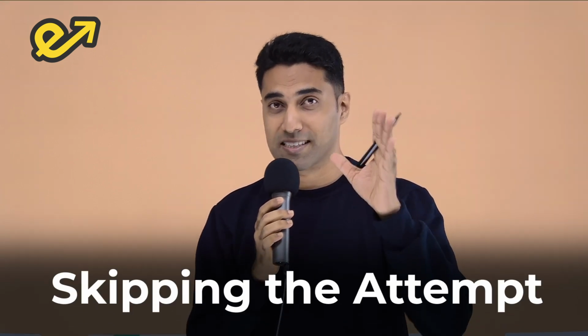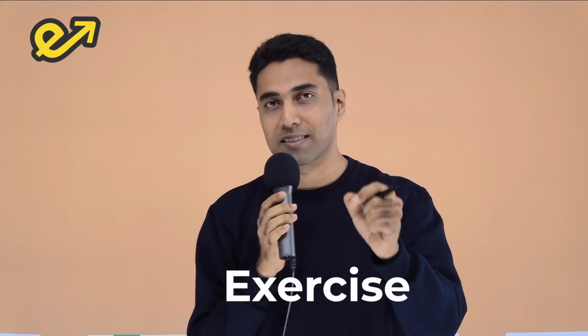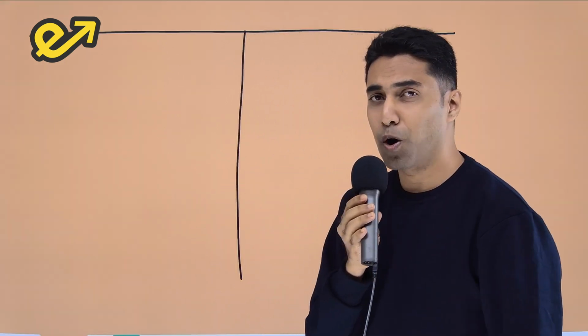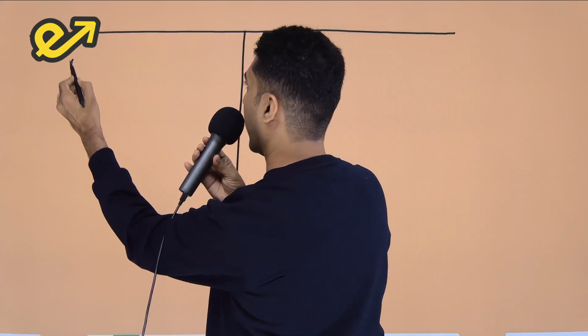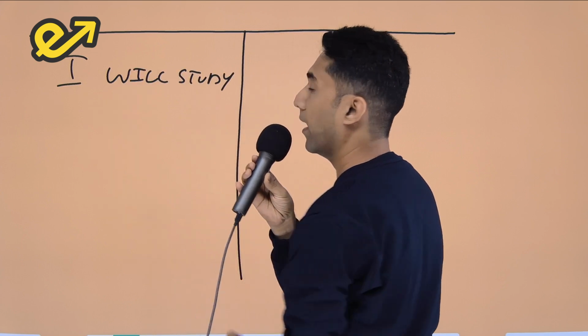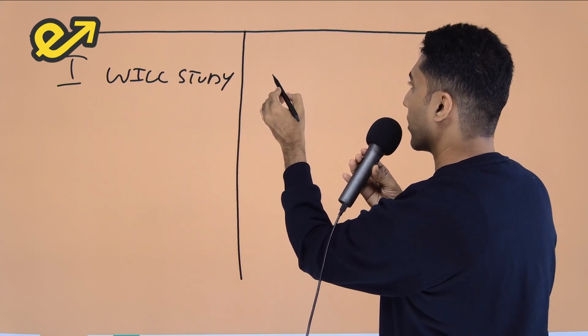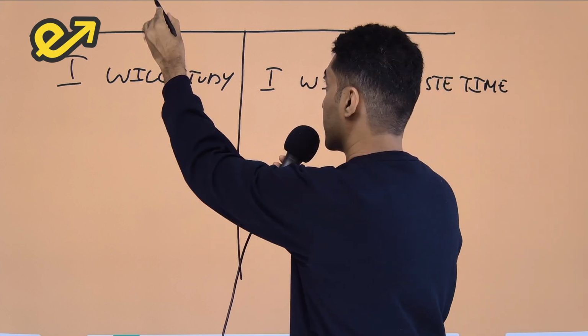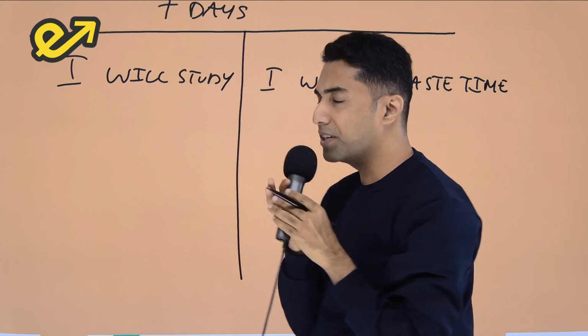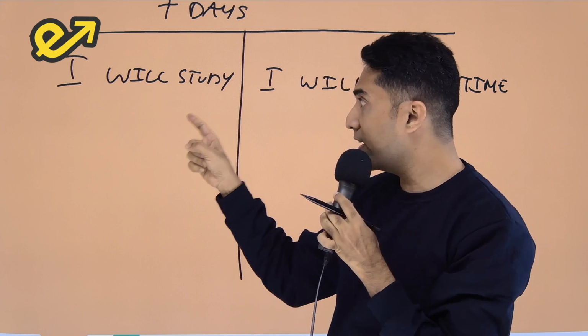If you are feeling like skipping, I'll give you a very simple exercise which you can do right now. It will just take 2 minutes of your time. Just take a small sheet of paper, add 2 columns. In the first column, you will write, I will study. In the second column, you'll write, I will waste time. That means when you just have 7 days per exam, you just have 2 options in your life. You will study or you will waste time.